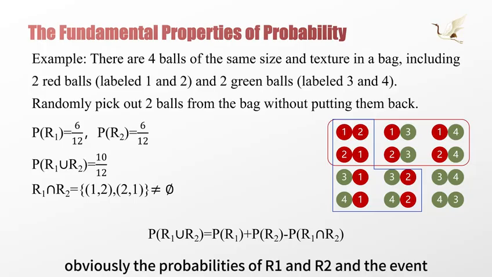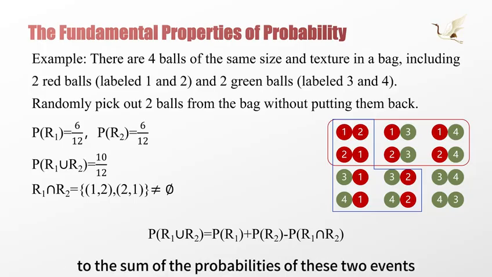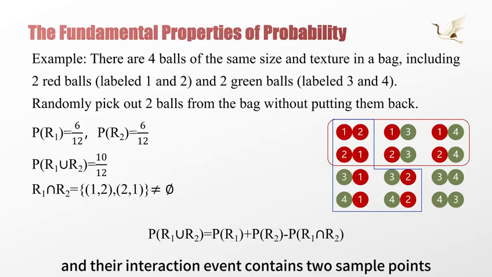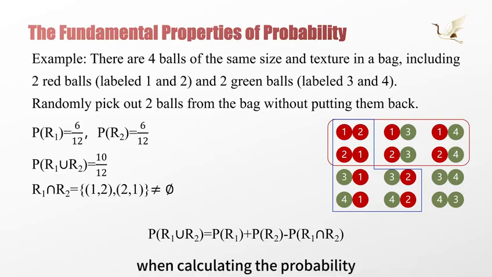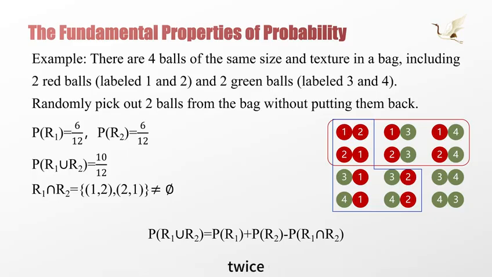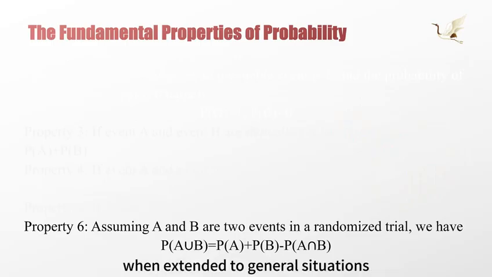Obviously, the probability of the sum of R1 and R2 is not equal to the sum of the probabilities of these two events. The reason is that R1 and R2 are not mutually exclusive events, and their intersection contains 2 sample points. When calculating the probability, these 2 sample points were counted twice. So we just need to subtract the repeated part. When extended to general situations, we can obtain property 6.